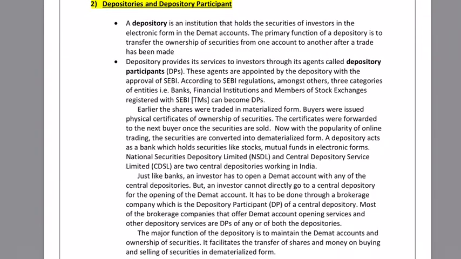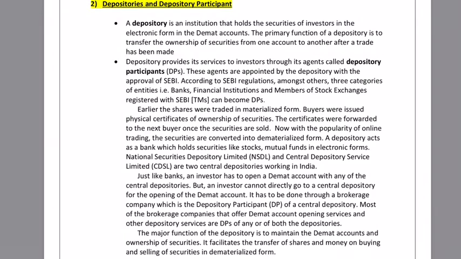A depository provides services to investors through its agents called depository participants or DPs. These agents are appointed by the depository, and we are aware of it. They are members of the depository, but they are appointed with the approval of SEBI. According to SEBI regulations, among others, 3 categories of entities, that is banks, financial institutions, and members of stock exchanges registered with SEBI, can become depository participants. So as I told you, a depository participant can be a broker as well.